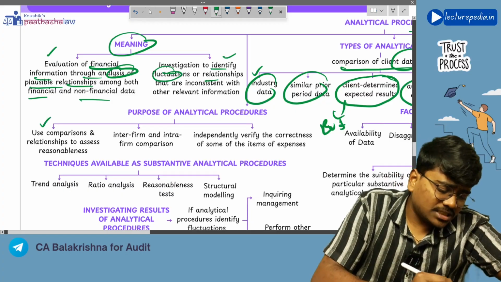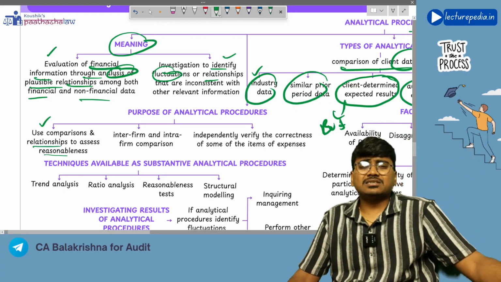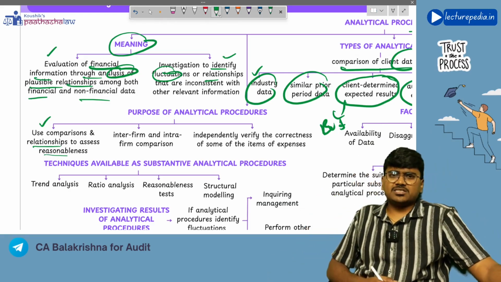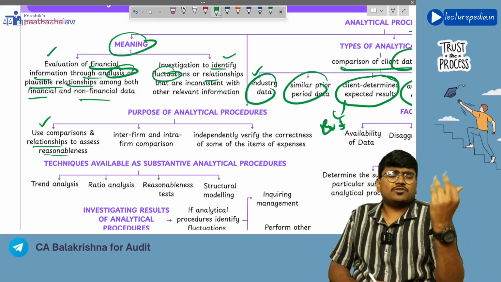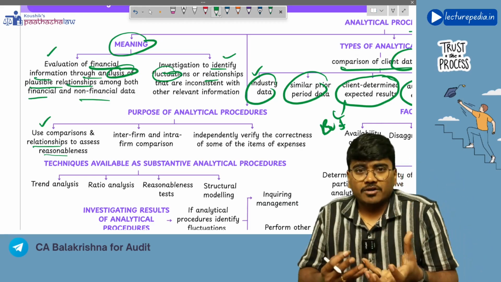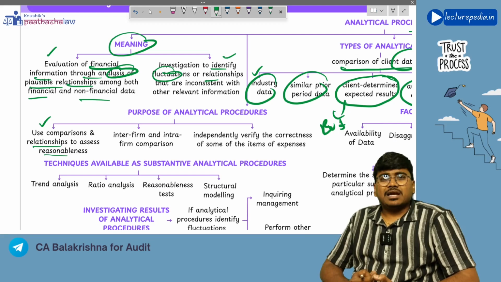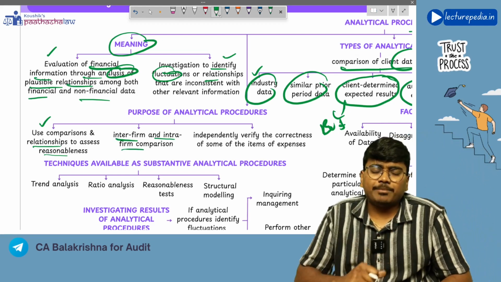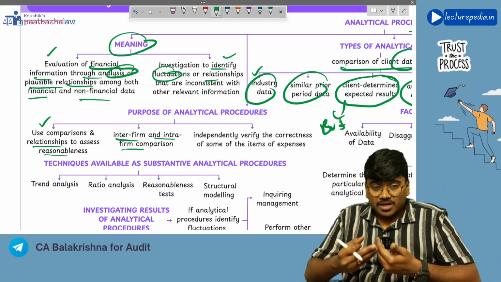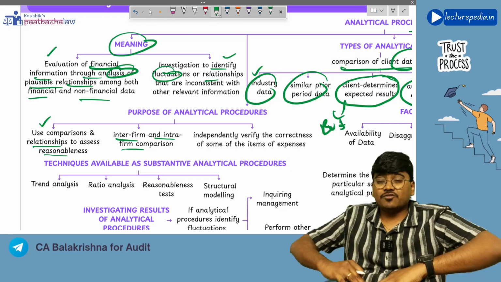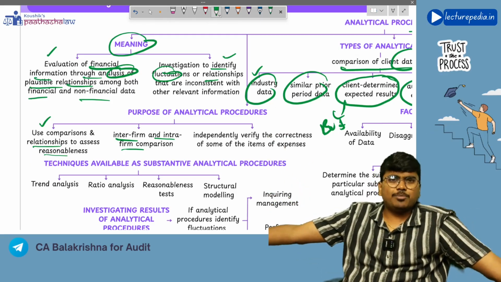For the purpose, see, use comparisons and relationships to assess the reasonableness of the information that is shown in the financial statements. In the financial statements, they are showing salaries of 12 lakhs, whether the salaries of 12 lakhs is reasonable or not. For that purpose, you are performing some analytical procedure. Next, interfirm and intra-firm comparison. You can compare the data of the firm within and also the data of the firm with outside with the help of analytical procedure.